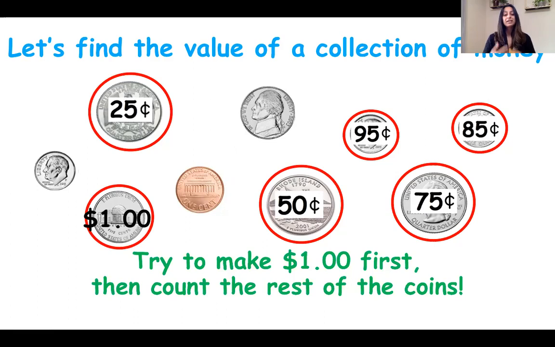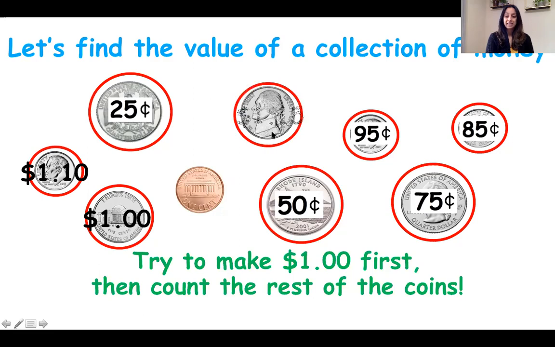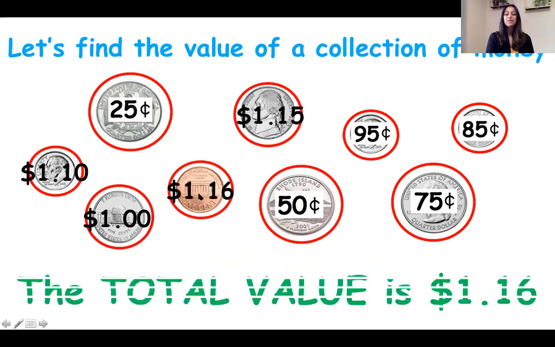Now I can just continue counting the rest of the coins in order from greatest value to least value, starting with $1 because I have $1 now. So I go to the dime next, $1.10. Then I go to the nickel, $1.15. Then I end with a penny, $1.16. Very nice. So the total value of this amount of money is $1.16.